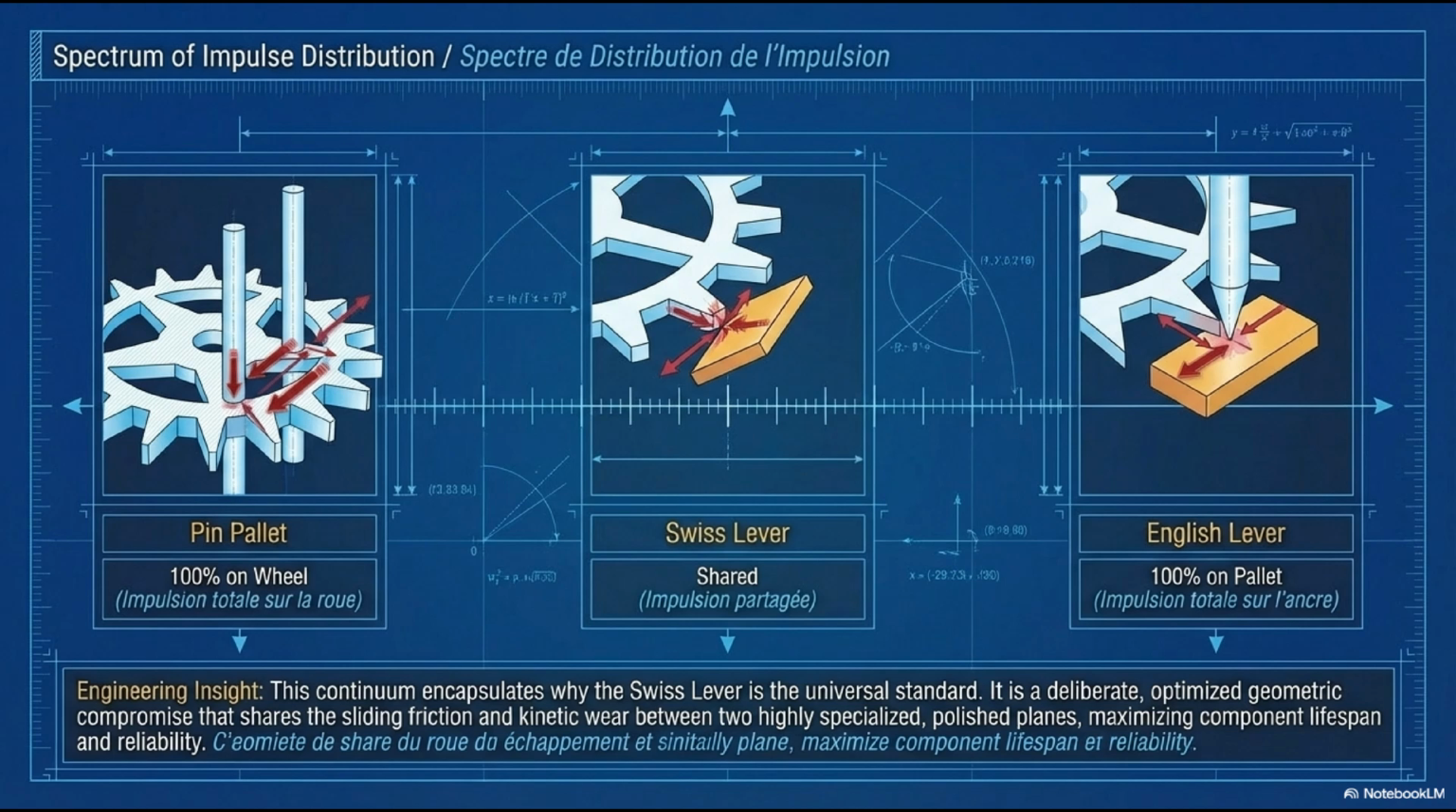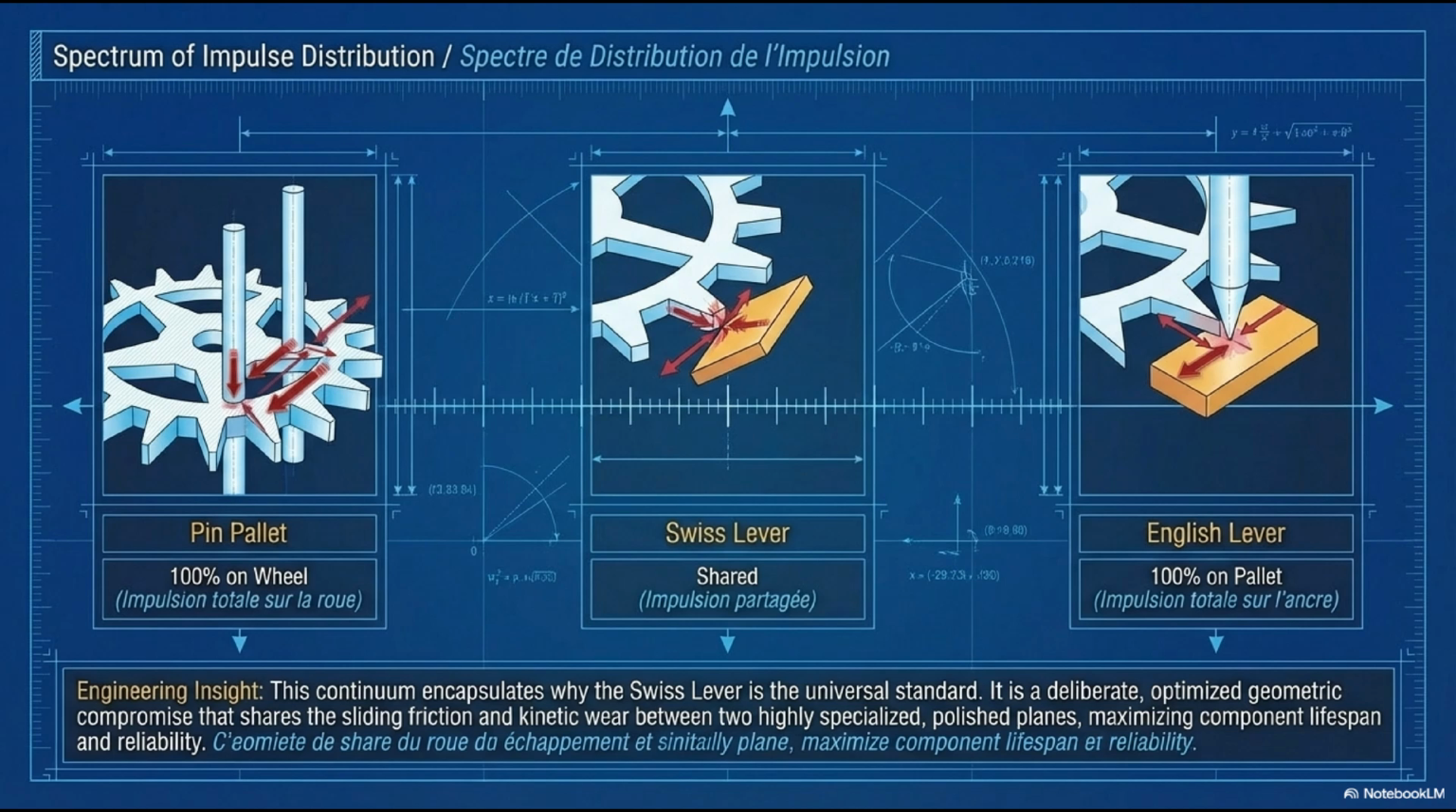It is a deliberate, optimized geometric compromise that shares the sliding friction and kinetic wear between two highly specialized, polished planes, maximizing component lifespan and reliability. The Swiss lever distributes wear between two high-quality polished surfaces, hardened steel tooth face and synthetic ruby stone face, rather than concentrating it entirely on one. The total friction is split. The wear rate at each surface is halved.